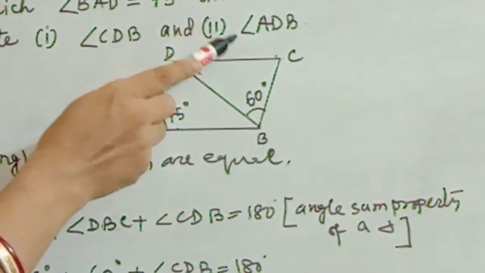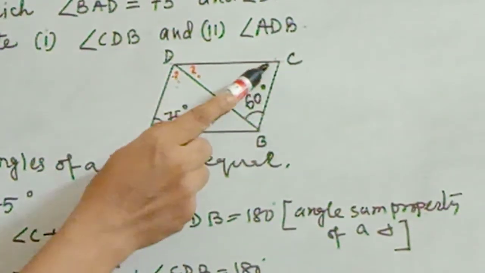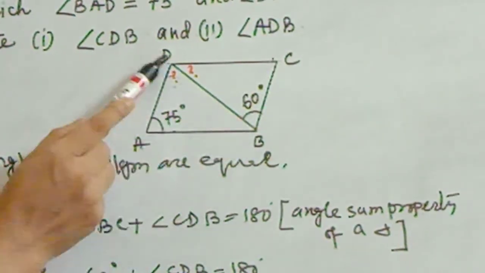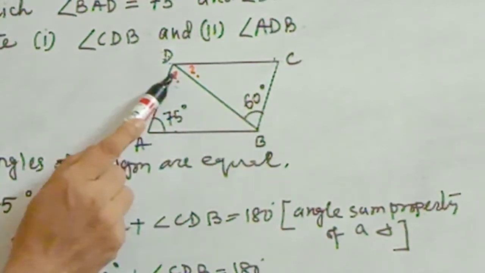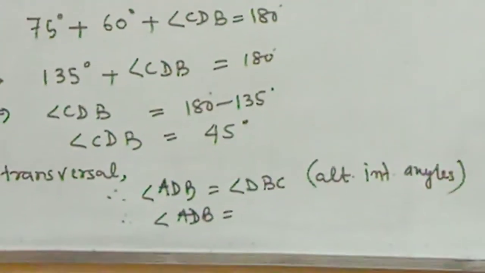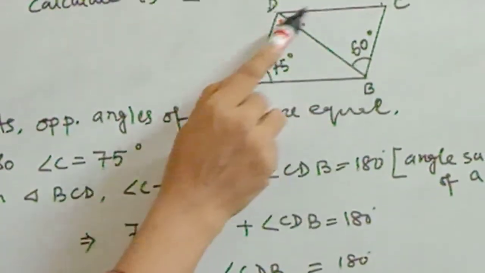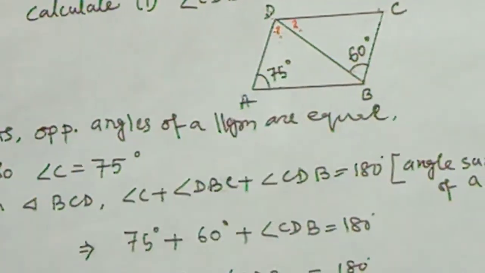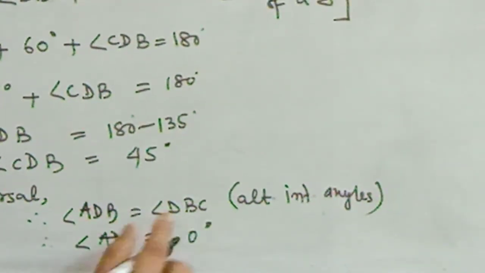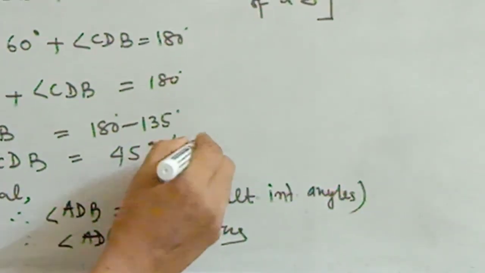Now for the second angle ADB, you can say that AD is parallel to BC, and BD is a transversal. So this angle and this angle will be alternate interior angles. Therefore ADB is equal to DBC, alternate interior angles. Therefore ADB is equal to 60 degrees. So these two are the answers of these sums.